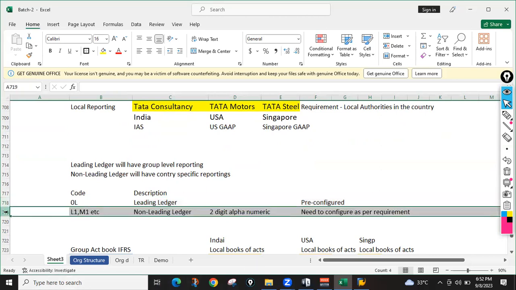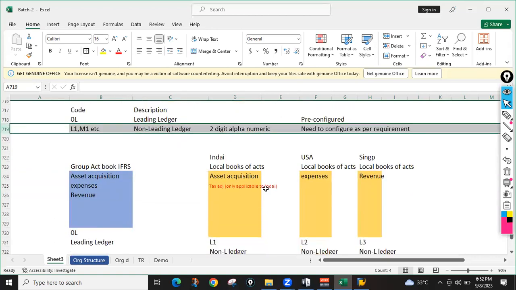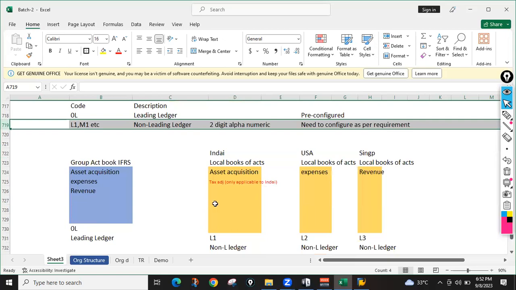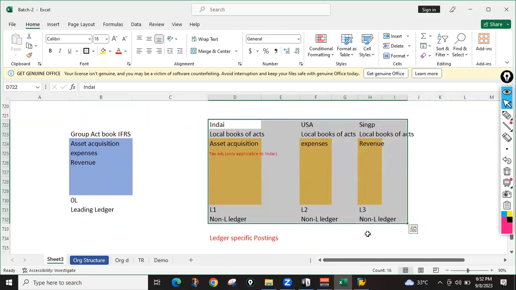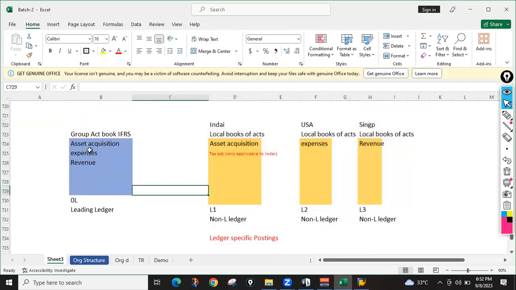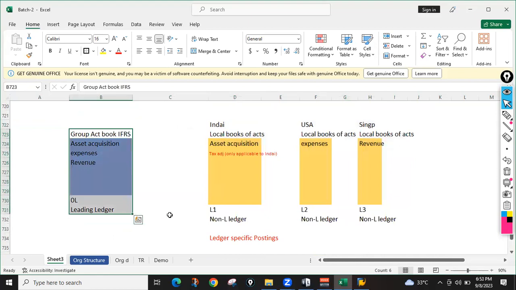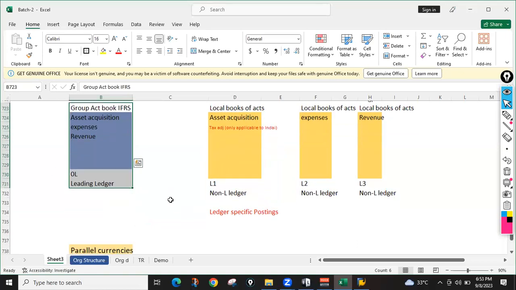And for local reporting purpose, we are going to use the non-leading ledger, which can be any two-digit alphanumeric key, and the number of non-leading ledgers can be anything as per the requirement. This we need to configure, we need to set up in the system. Then we understood what ledger basically stands for. Each non-leading ledger would work as a different accounting book for different company codes, and IFRS or the 0L leading ledger would represent the group level reporting, which would be consolidated information.